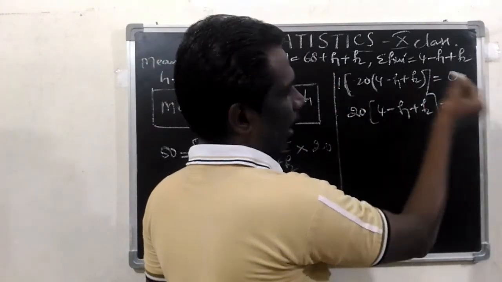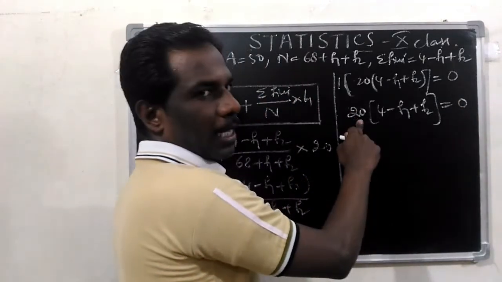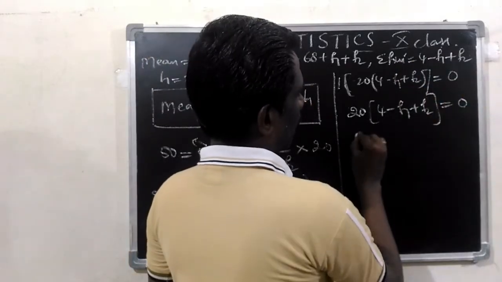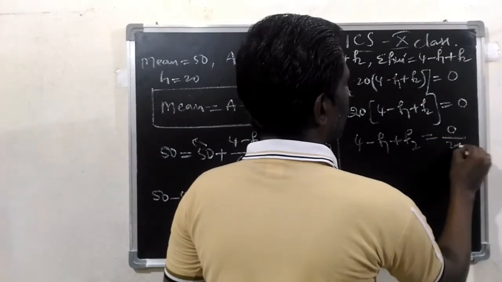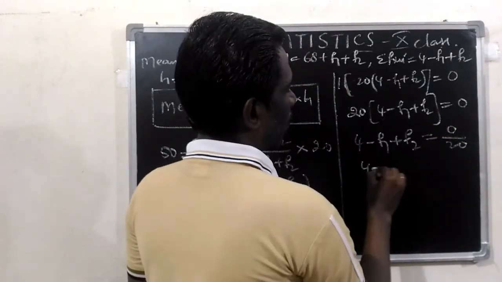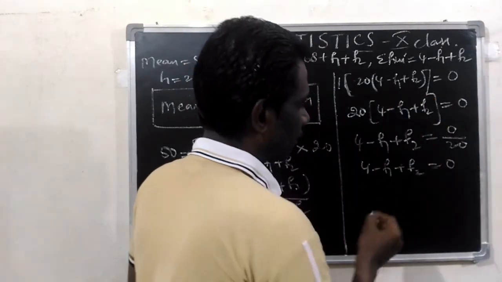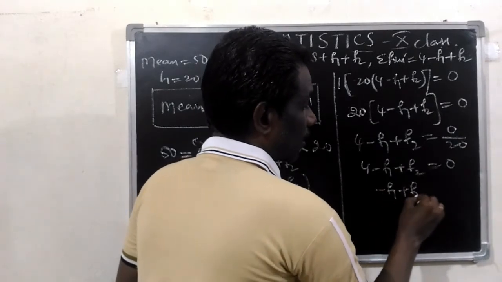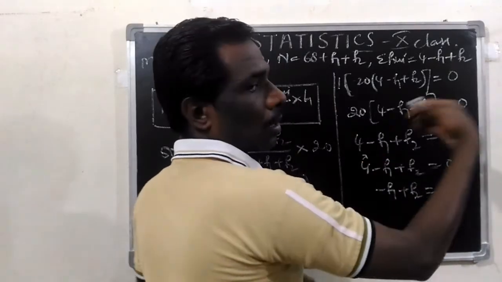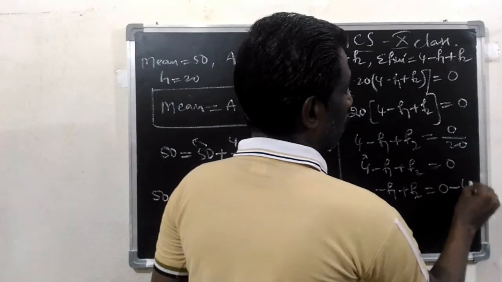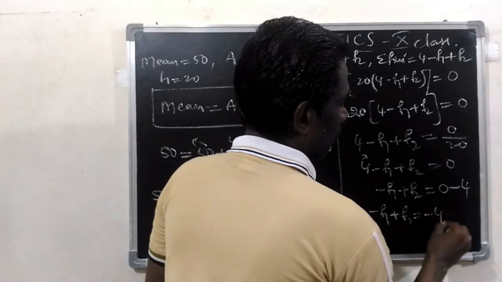Transfer this 20 to the right side, and that becomes division by 20. So 4 minus f1 plus f2 is equal to 0 by 20, and 0 divided by anything is 0. So 4 minus f1 plus f2 is equal to 0. This 4 transfers to the right side and becomes minus 4. So minus f1 plus f2 is equal to minus 4.